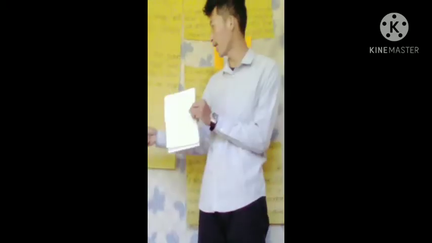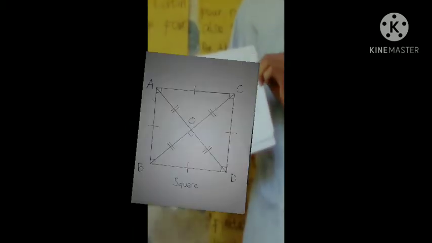Here are different kinds of examples of quadrilateral. First, we have trapezoid. Second, parallelogram. Third, square. Fourth, rectangle. Fifth, rhombus. And sixth, kite. And here are the figures of the six different kinds of quadrilateral: the trapezoid, the parallelogram, the square, the rectangle, the rhombus, and the kite.